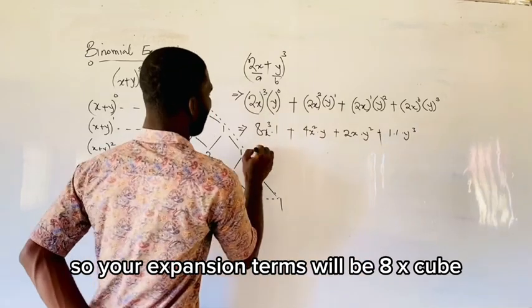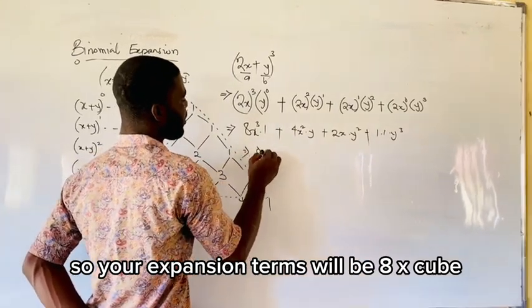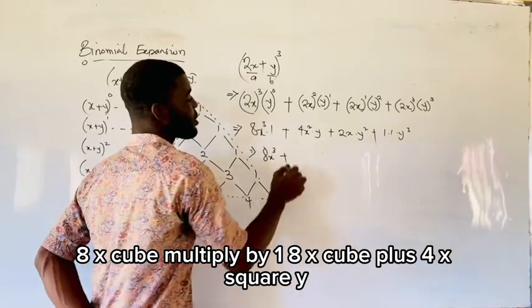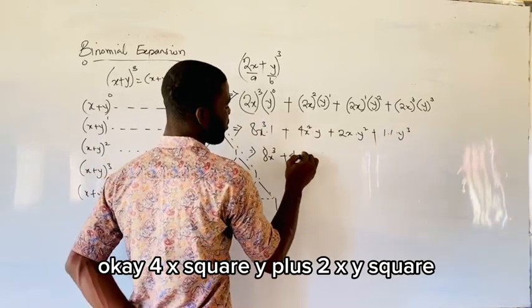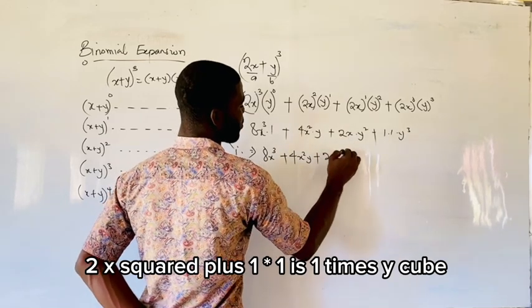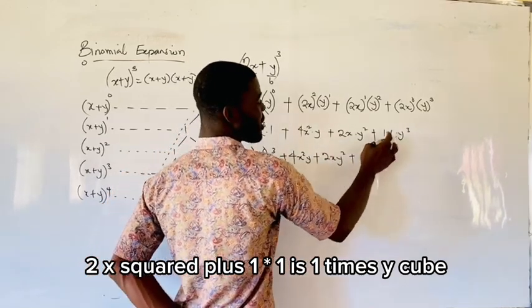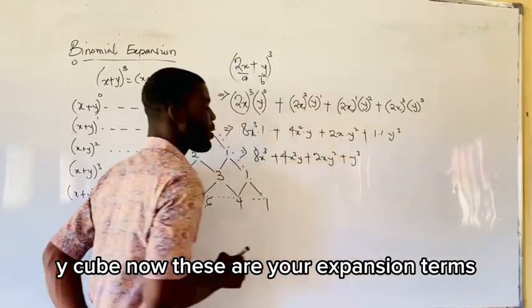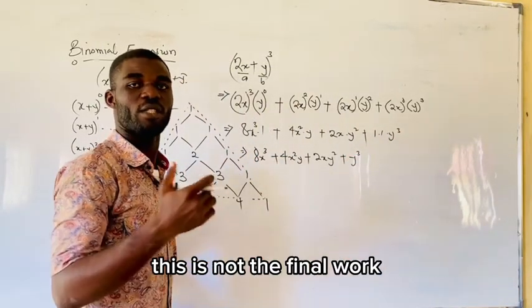y cubed. So your expansion terms will be 8x cubed. Follow me now, 8x cubed multiplied by 1, 8x cubed, plus 4x squared y, plus 2xy squared, plus 1 times 1 is 1 times y cubed. So at the end of the day, y cubed. Now, these are your expansion terms. This is not the final work.